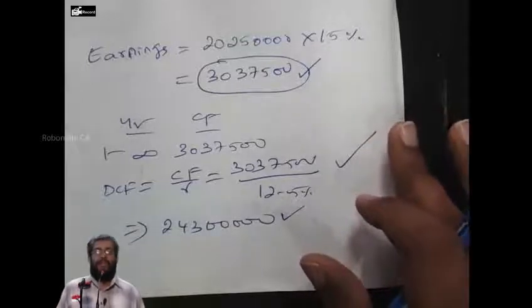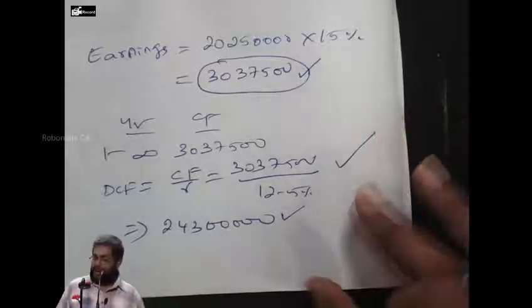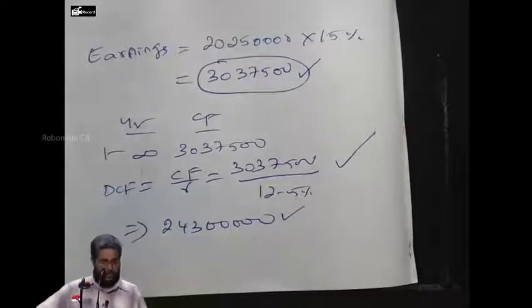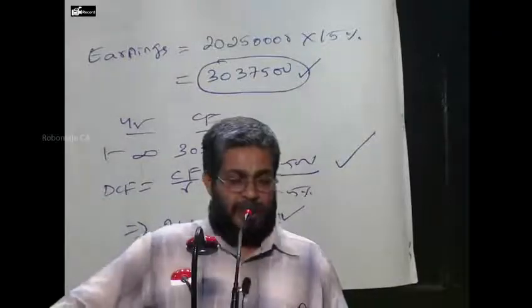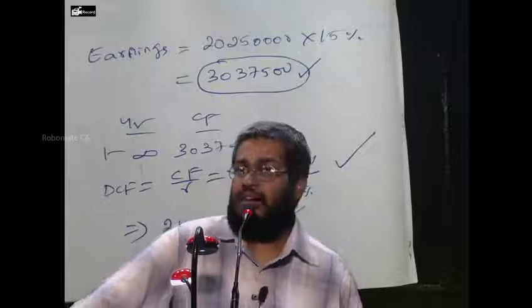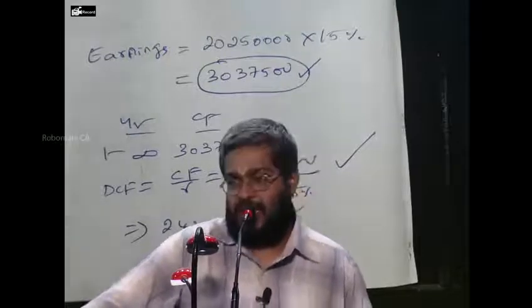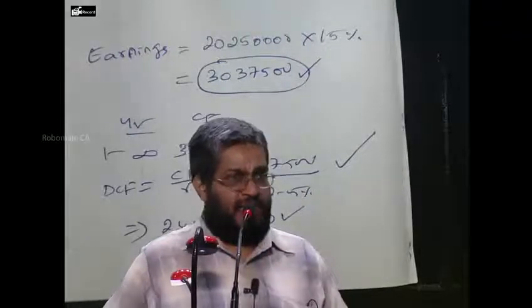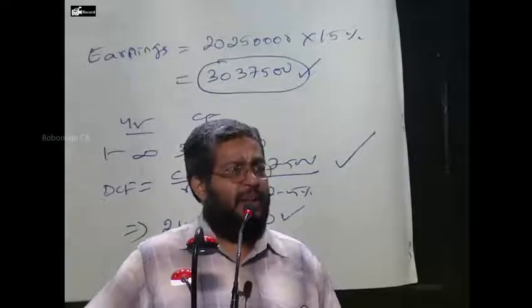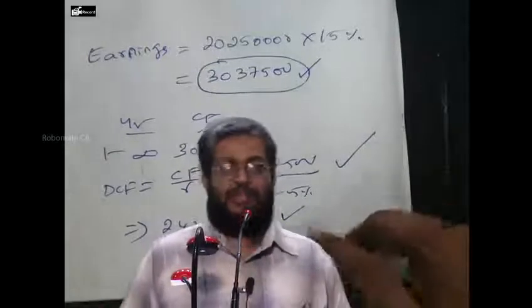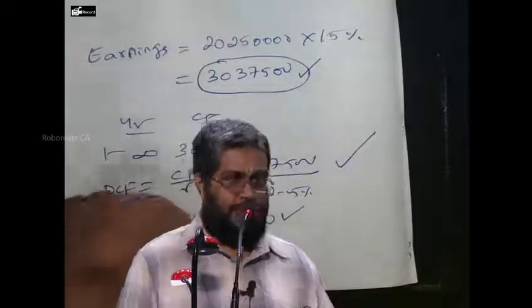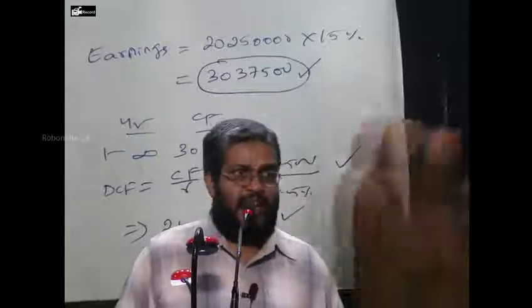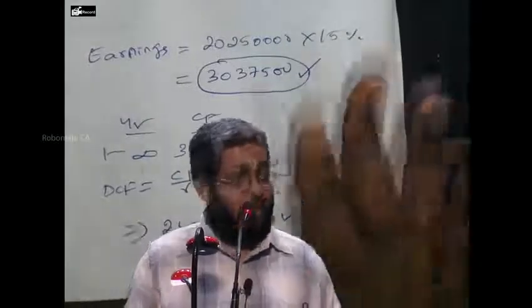Full stop. The positive NPV is because R is greater than KE. That is, 15% is greater than 12.5%. Understand that we are not looking at the numbers, but looking beyond the numbers.